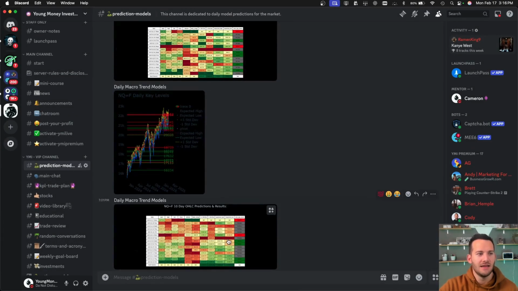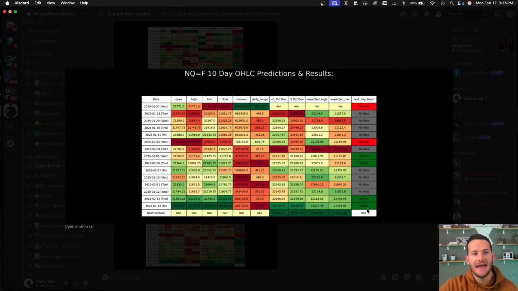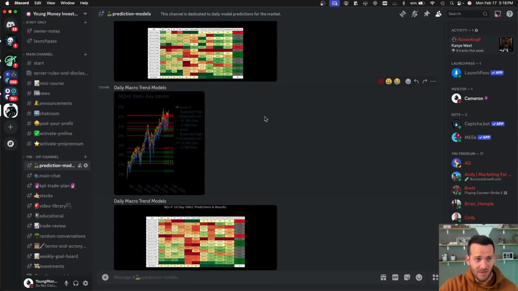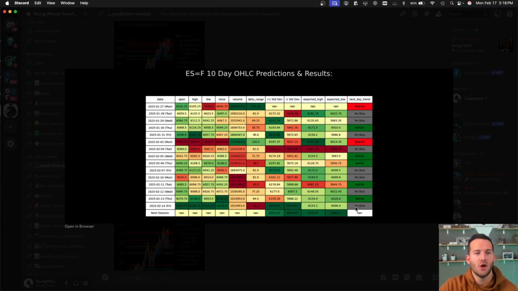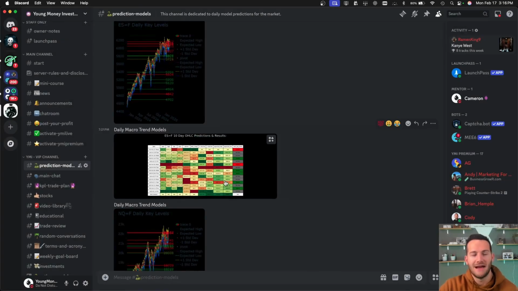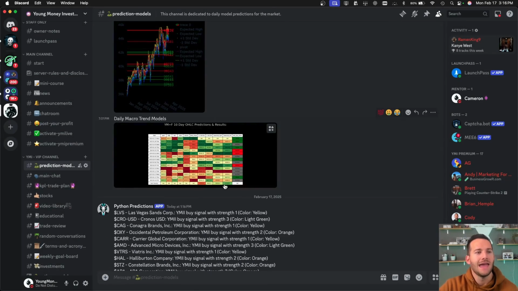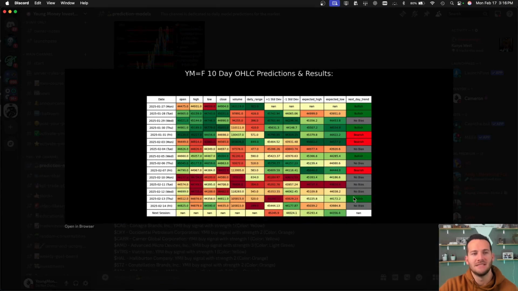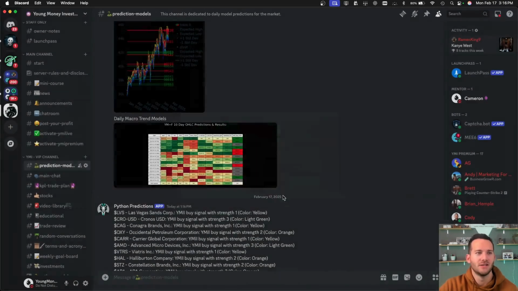We'll see that on NASDAQ, we had a bullish prediction for Monday's trading session. Today is Monday, February 17th, right? It had a bullish prediction for today's movement. ES was less sure. ES was a no bias. There was no bias prediction for either or. And the YM was the same. No bias was the prediction for this model.